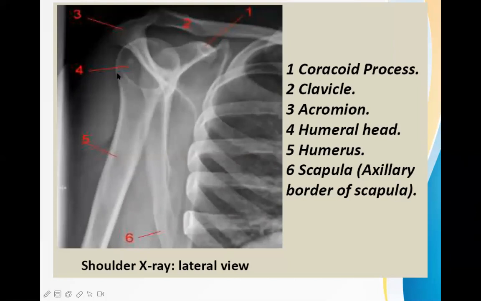Okay. So number 4 is? What is number 4? Head of the humerus. Very good. Head of the humerus. Now let me show you and ask you the question here. Now, all of you please see here. This area, this line, which you can see, this white line, what is this called? This white line?